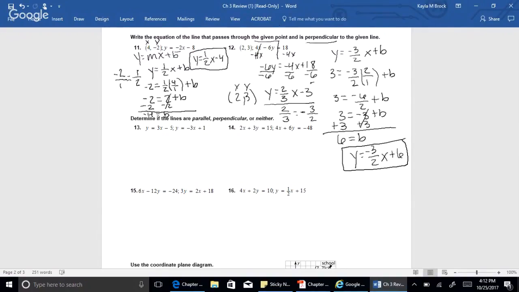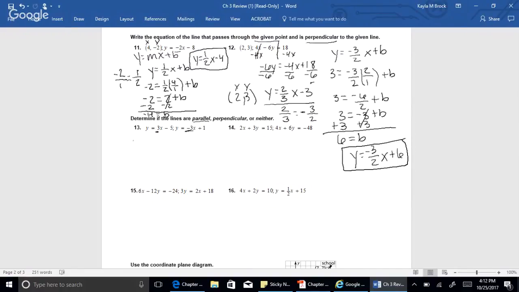Now, next, what am I going to do? Okay, so 13, 14, 15, and 16. Determine if the lines are parallel, perpendicular, or neither. Remember, parallel lines are going to have the same slope, and perpendicular lines are going to have the negative inverse slope. The slope is the coefficient of the x when it's in y equals mx plus b format. Fortunately I didn't have to do any work here. I just see that it's a 3 and a -3.